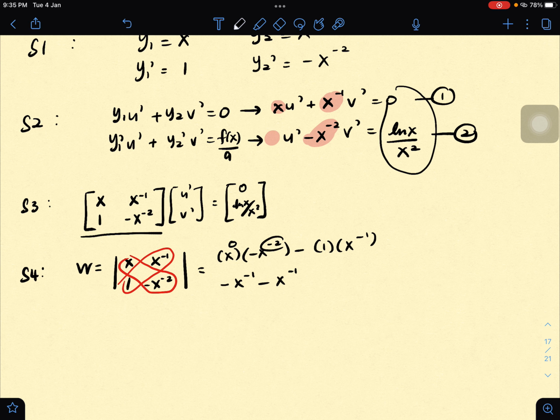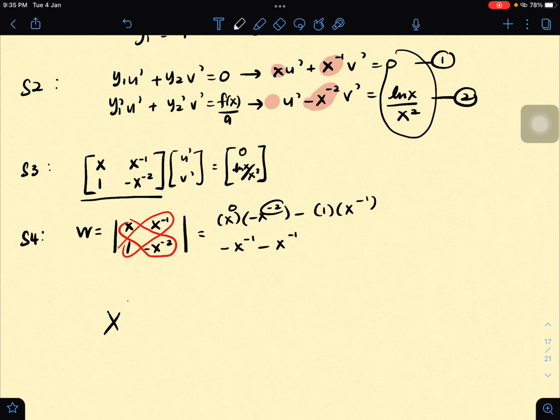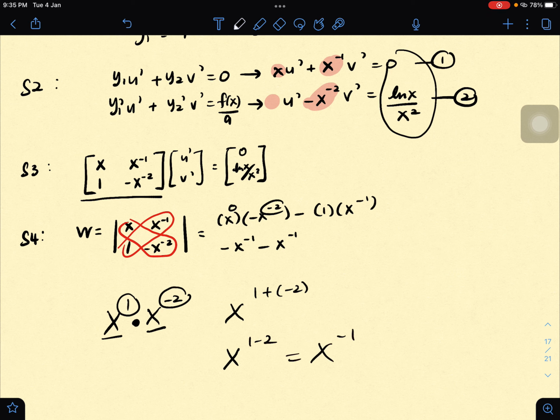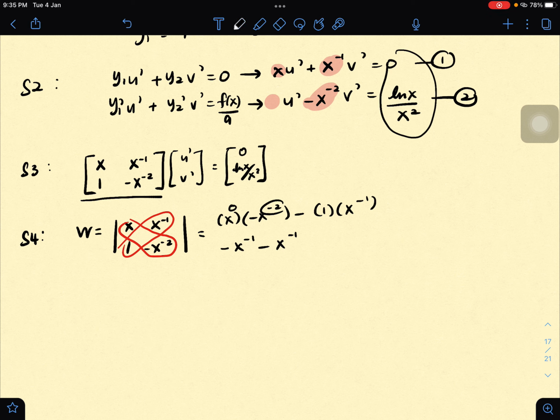You need to remember that if you have x to the power of 1 multiplied by x to the power of negative 2, when the variable is multiplied, what you need to do to the power is plus. So it will be x^(1 plus negative 2), which is x^(1 minus 2). That's why you have x^-1 here. So you just need to remember the law of exponent if you forget it. From here you get your value is -2x^-1. This one is your Wronskian value.